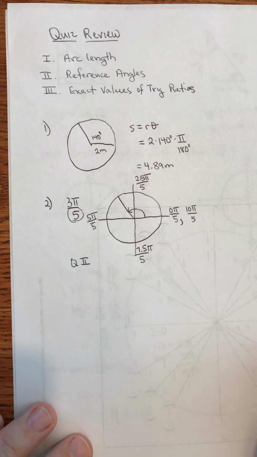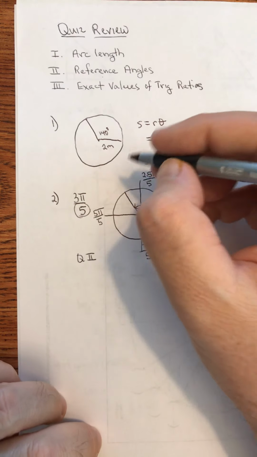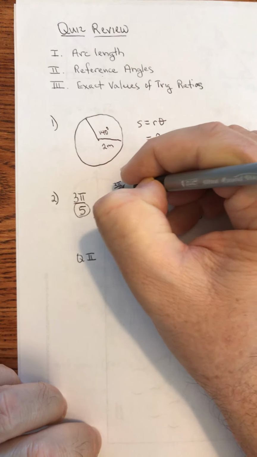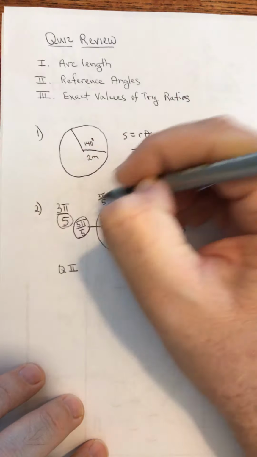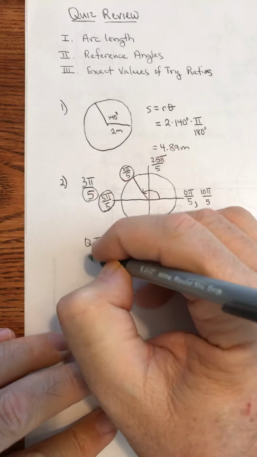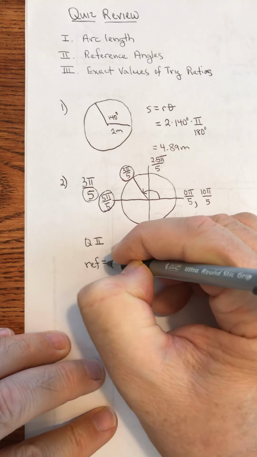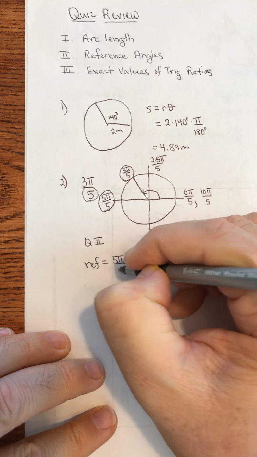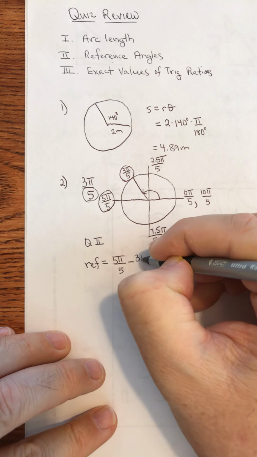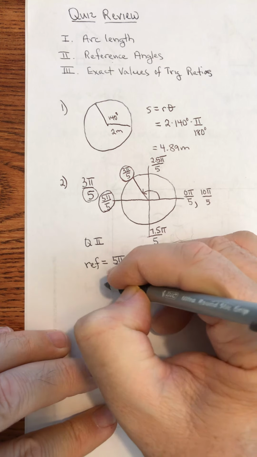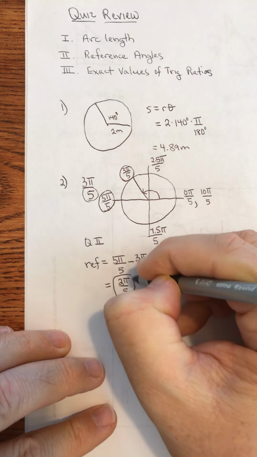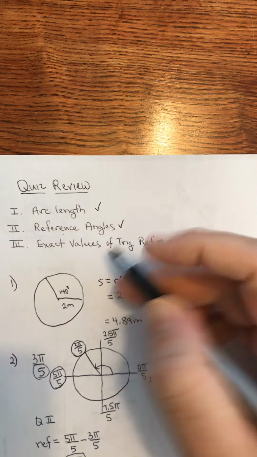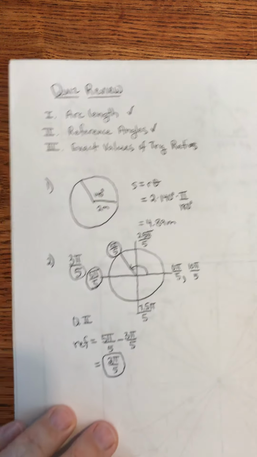All right, quadrant 2. And I'm asking for a reference angle, and from a previous lesson we learned that a reference angle is just the distance to the x-axis. So this reference angle would just be how far apart these two are, so you just subtract them. And I know this is a lot of work and I'm really tired. I'll power through. All right, so my reference angle is 2 pi over 5. That's my reference angle. Okay, so arc length, reference angles, now exact trig values. You have to know how to find a reference angle to answer that.